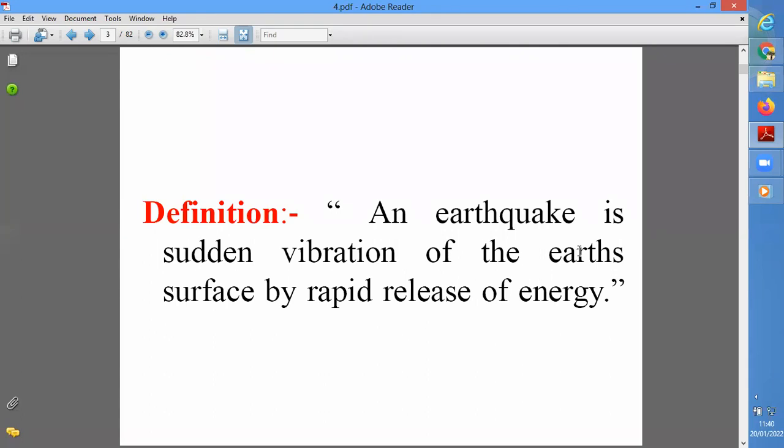You might have heard about the earthquake from many news, or you have read many news in the newspaper related with the earthquake. So which things are mentioned in that news? Can anybody tell me which are the important things which are mentioned about the earthquake?